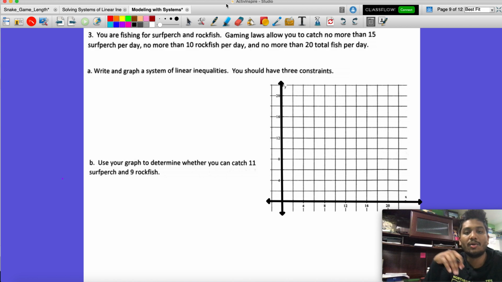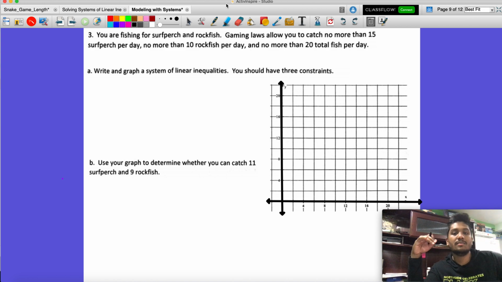Here we did a word problem modeling systems of linear inequalities, but that had three constraints, which is more than what we're used to seeing. But I thought it would be great if we did another example just to see if you can identify what the constraints were, right?